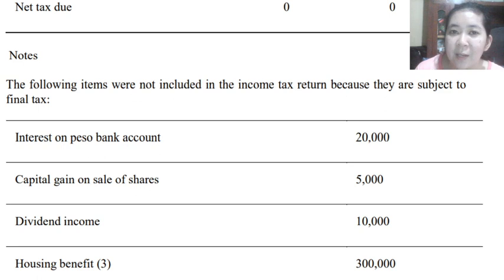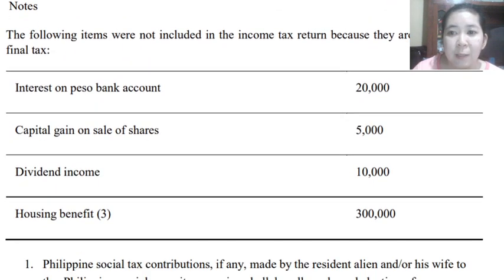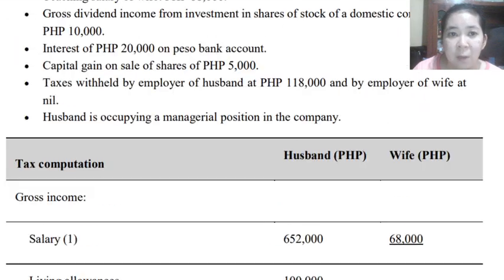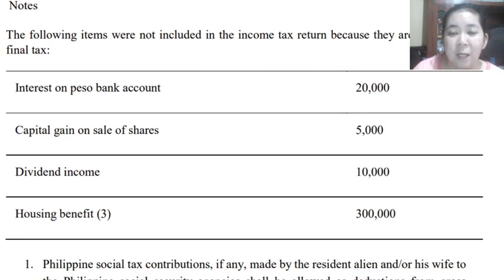What is included there is your interest income from depositing in a foreign bank, I think. Okay. Capital gains on sale of shares. In this case, I think it is not included because the shares were traded in the stock exchange. So that is not part of our gross income, I mean. That is, I think, part of the passive income. Dividend income of 10,000 is passive income.